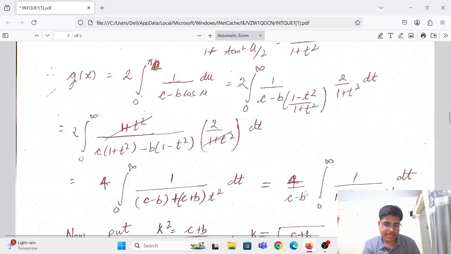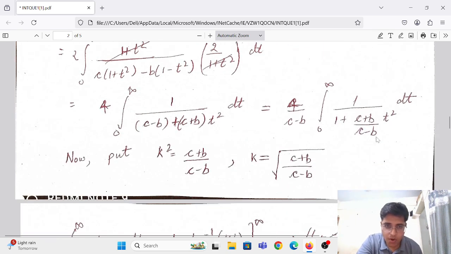And this, if we take c minus b as common over here, we get 4 over c minus b integral 0 to infinity 1 over 1 plus (c plus b over c minus b) t squared dt. Now if we substitute c plus b over c minus b as k squared, we get k to be equal to root of c plus b over c minus b. So this is our substitution.